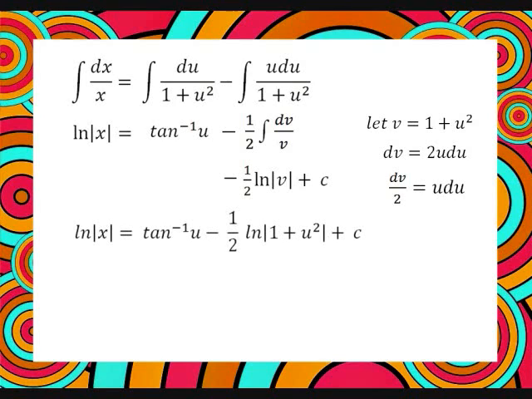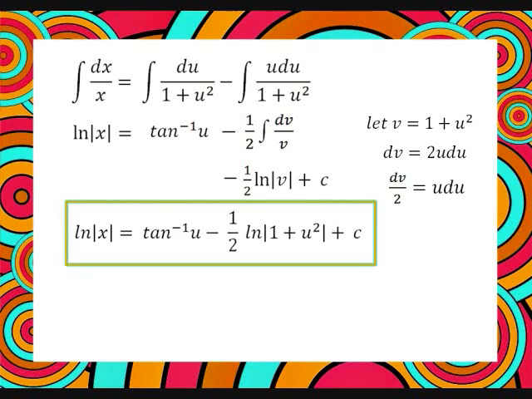So we substitute it back to the equation. So now we have ln of x equal to the inverse tangent of u minus 1/2 multiplied by ln of (1 plus u squared) plus constant c. And this is now our solution.